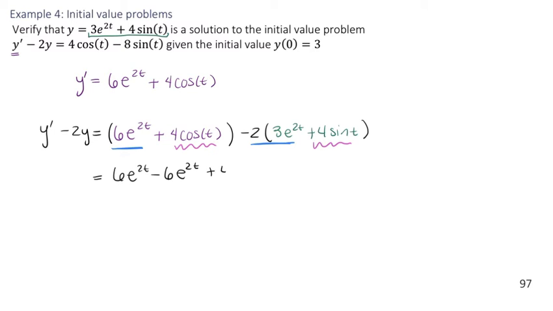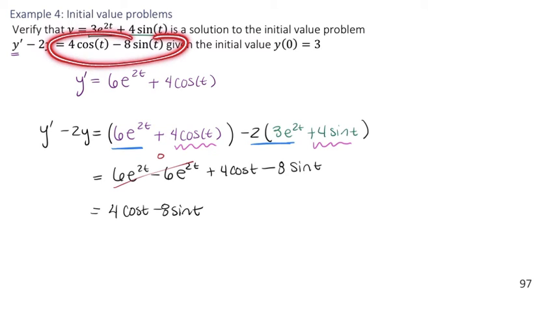So I have 4 cosine of t minus 2 times 4, which is 8 sine t. Clearly, I think we'd all agree that this is just 0. And we end up with 4 cosine of t minus 8 sine t. If you notice, that is precisely what we have on the right side. So y is a solution to this differential equation.